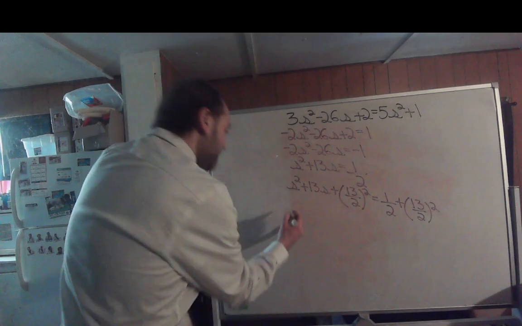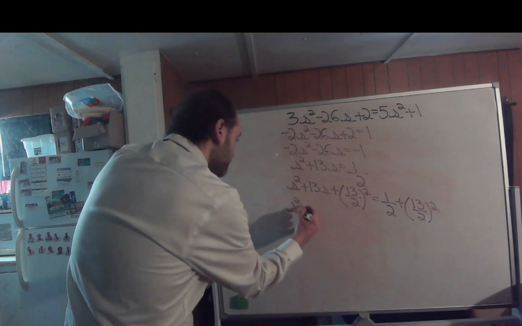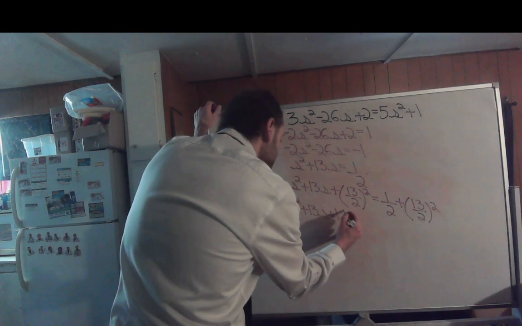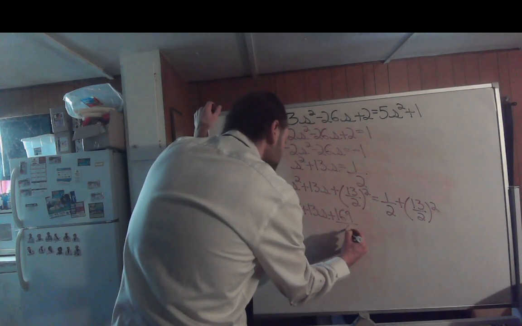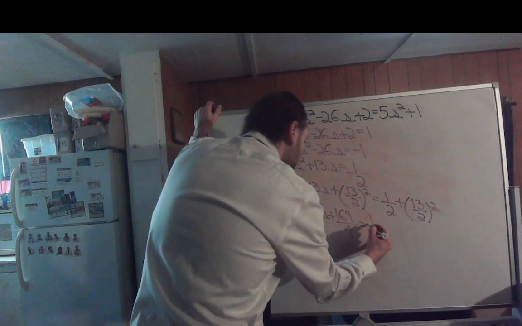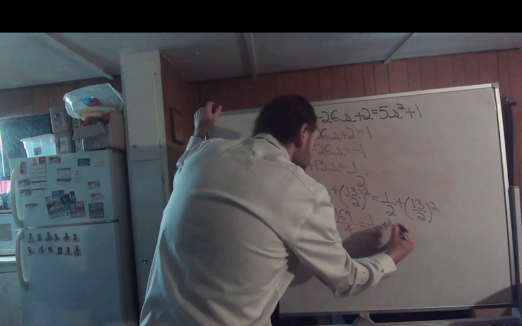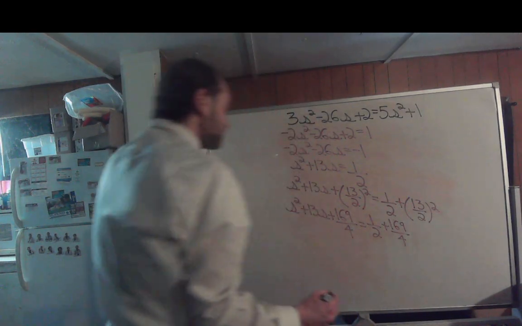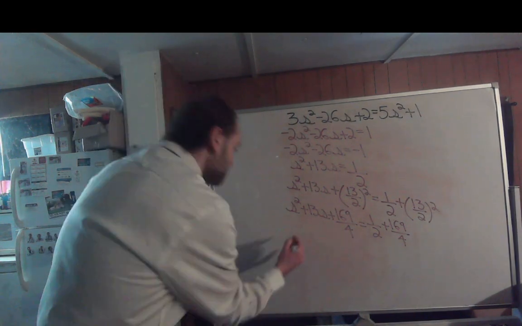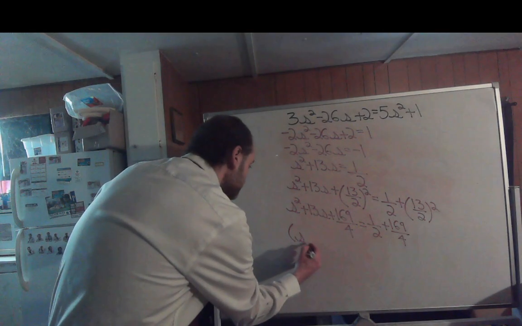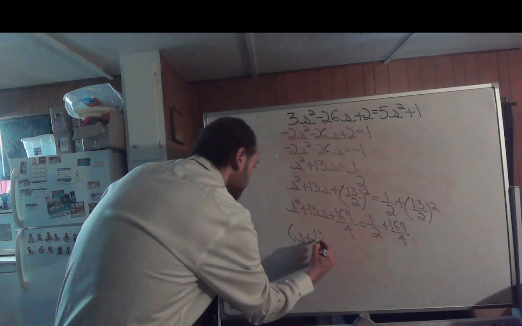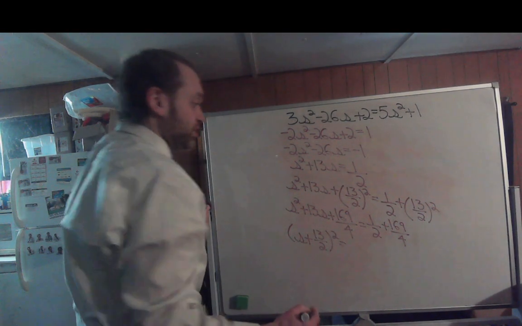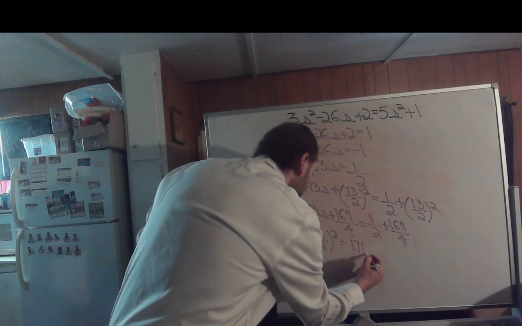So let's simplify this. You'll end up getting s squared plus 13s plus 169/4 would end up equaling 1/2 plus 169/4. So the left side will turn into the quantity of s plus 13/2 raised to the second power. The right side would turn into 171/4.